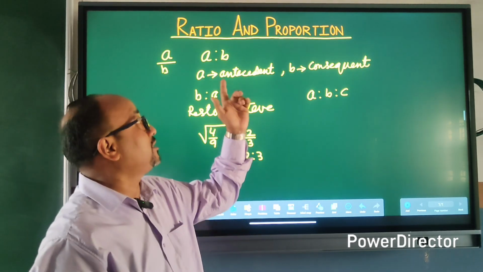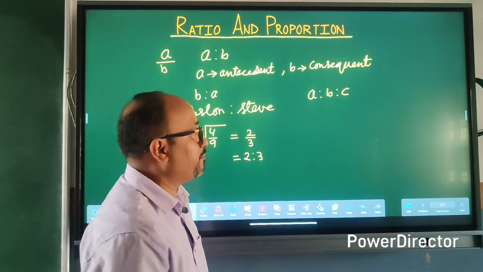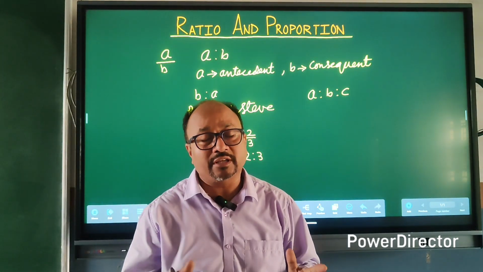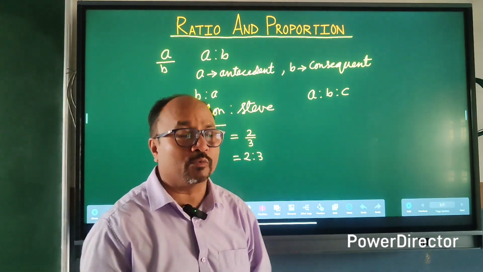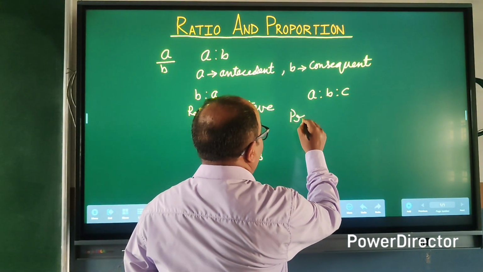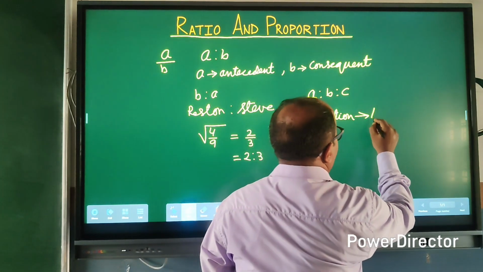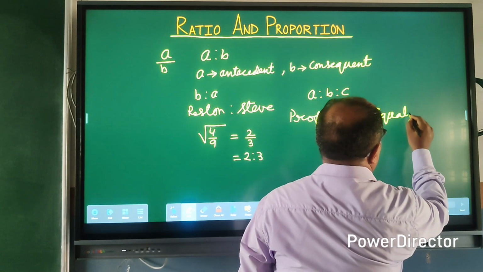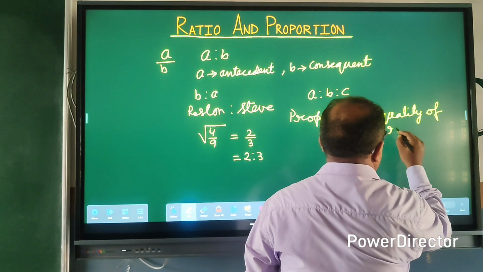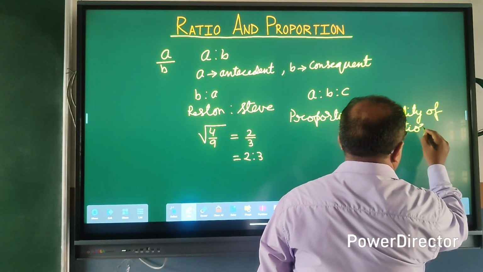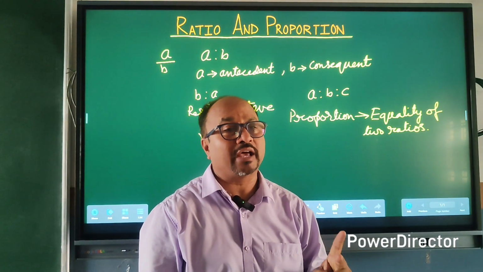Next, from ratio, you can see the topic says proportion. So now we will move to proportion. Now what is meant by proportion? Proportion is the equality of two ratios, meaning two ratios when they are equal. So proportion is the equality of two ratios. So two different ratios I should have.